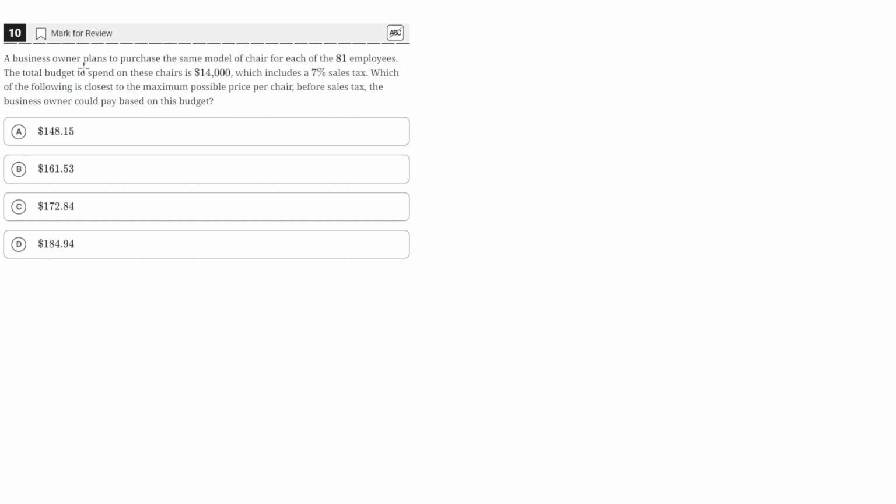A business owner plans to purchase the same model chair for each of the 28 employees. The total budget to spend on these chairs is $14,000, which includes a 7% sales tax. Which of the following is closest to the maximum possible price per chair before sales tax the business owner could pay based on this budget? So the business owner has 81 employees, and he's buying one chair for all of them.